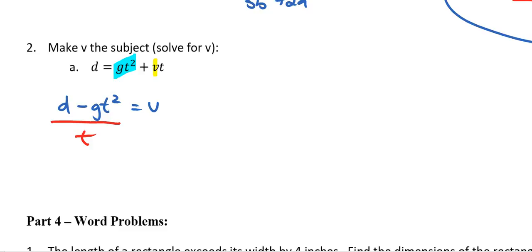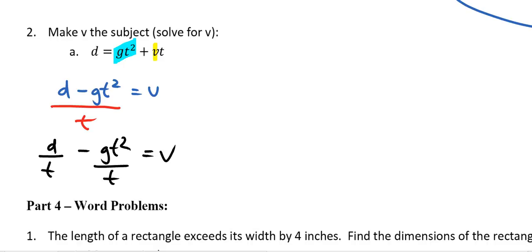If you want to simplify this a bit more, this is the same thing as d over t minus gt squared divided by the t. And I guess you can divide those t's, so that would be just 1t over here, and then that would be it.